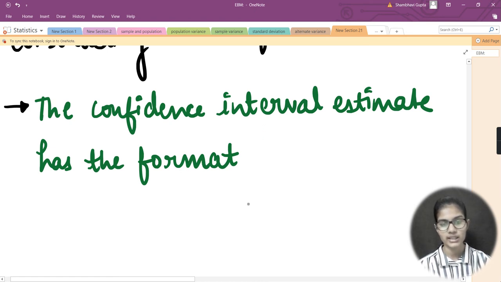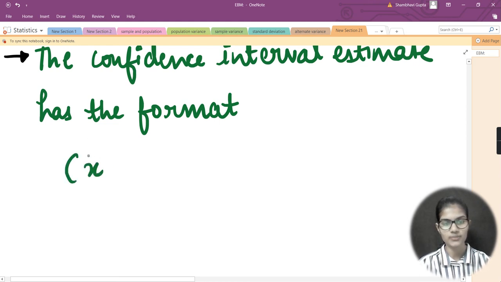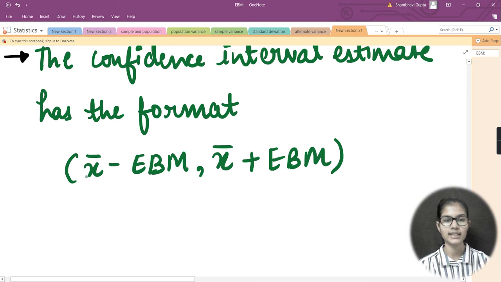So the format is basically x bar minus EBM comma x bar plus EBM, right? We had already seen this thing. Let me tell you, the confidence interval estimate has a format: x bar minus EBM, where EBM is error bound mean, comma, x bar plus EBM. In the first one it is x bar minus, and in the second one it is x bar plus. This is the format for the confidence interval estimate.